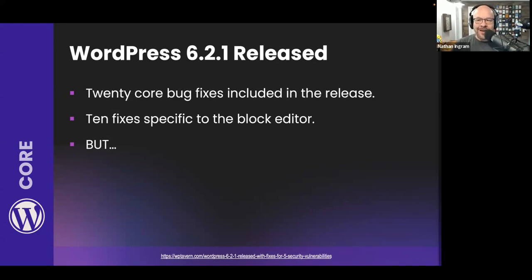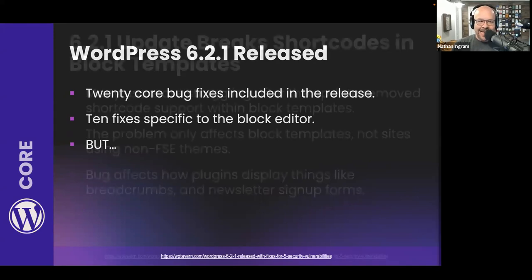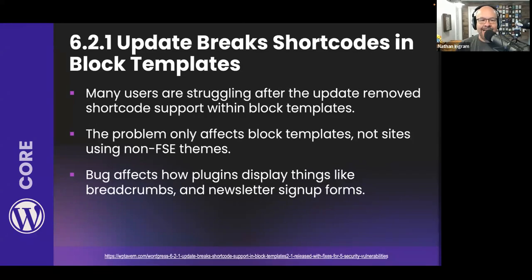However, WordPress 6.2.1 created a problem in that if you were using a block theme or using block templates to build your site, it broke shortcodes inside of block templates. So an errant piece of code caused any shortcodes that were living in block templates not to render what those shortcodes should render. So it affected a lot of folks that were using block templates.